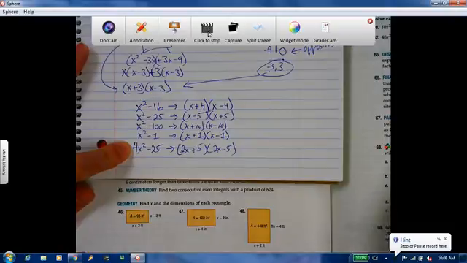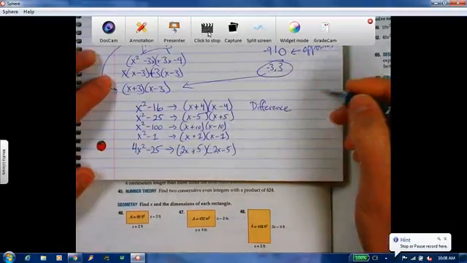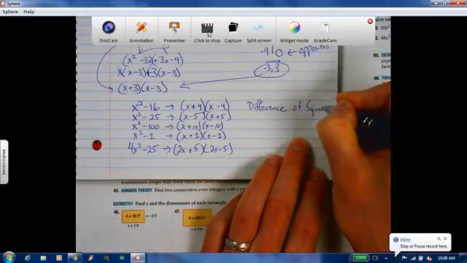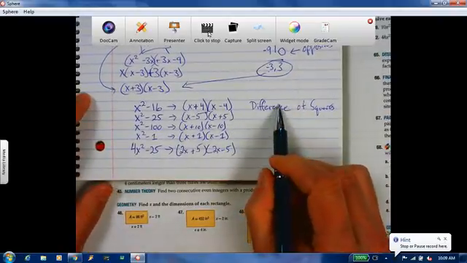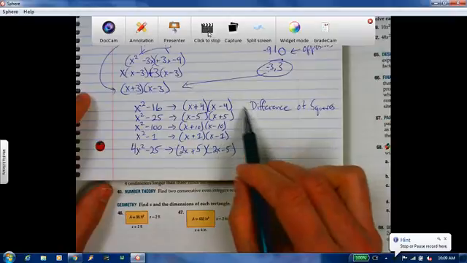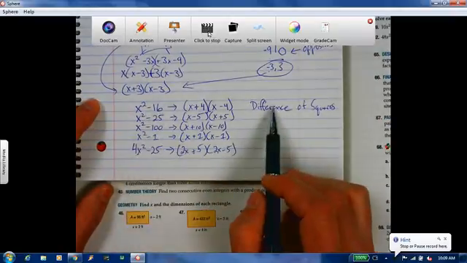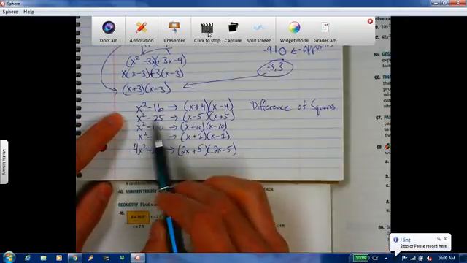Okay, so this rule is a shortcut. This is one of the main shortcuts I will teach you this year. This is called a difference of squares. Difference means we're doing what operation in math? Subtracting. And we're subtracting things that have been squared. They squared x, they squared 4. They squared x, they squared 5. They squared x, they squared 10.